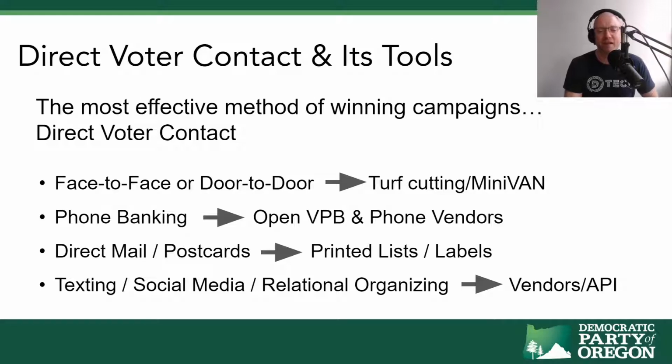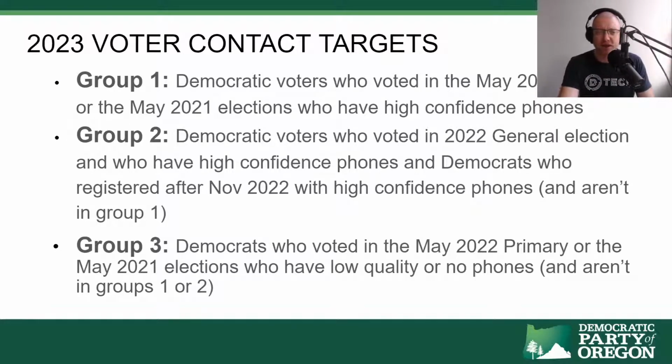So direct voter contact and its tools is the most effective method of winning elections, and that's what we're going to cover today: just a quick guide to how to create a phone bank, how to create your script, and how to cut turf and make a minivan list number that you can give to volunteers. So we've created these easy voter contact targets.